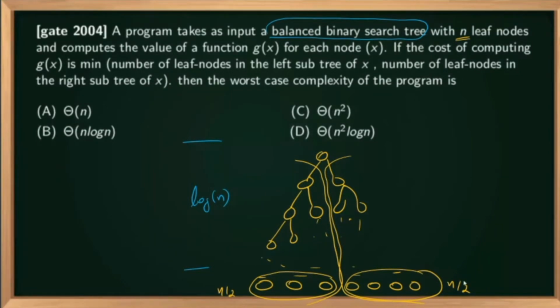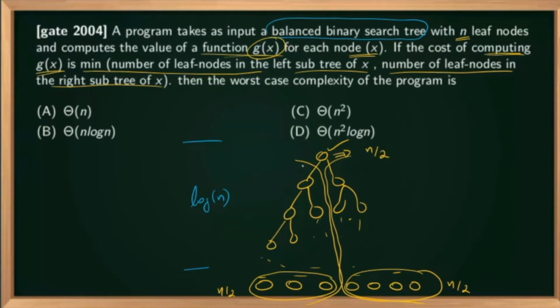Now what it says is, for every node x, it's taking g of x. What is g of x? It is the minimum of the number of leaf nodes in the left subtree of x, comma, the number of leaf nodes in the right subtree of x. So the time we spend for the root will be the minimum of these two. Here we have approximately n by 2, and here also approximately n by 2. So for this node, we are spending approximately n by 2 time. Is that clear to everyone?